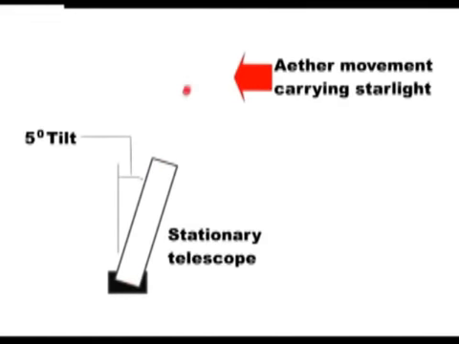This 5-degree tipping, however, could equally be caused by the ether moving at 5 miles an hour, carrying the stars around the Earth. As we see here, the light would be coming in at the same angle, and the telescope would still have to be tipped 5 degrees. So tipping the telescope does not tell us whether it is the starlight moving or the telescope moving.